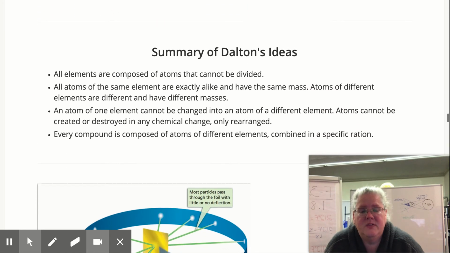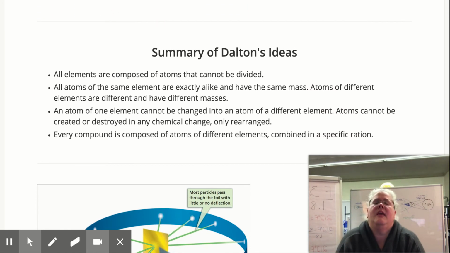So Dalton, this dude, he had an idea of what the atom was. And he said, all elements are composed of atoms that cannot be divided. All atoms of the same element are exactly alike and have the same mass. Atoms of different elements have different masses. Well, that's true. Gold is much more dense than helium.